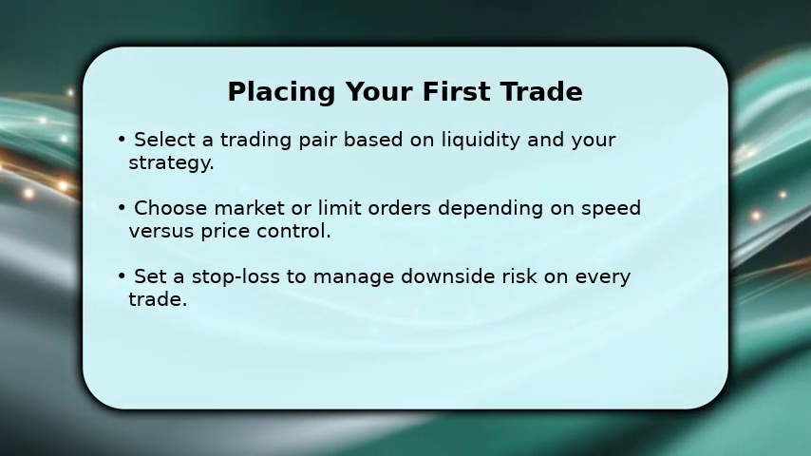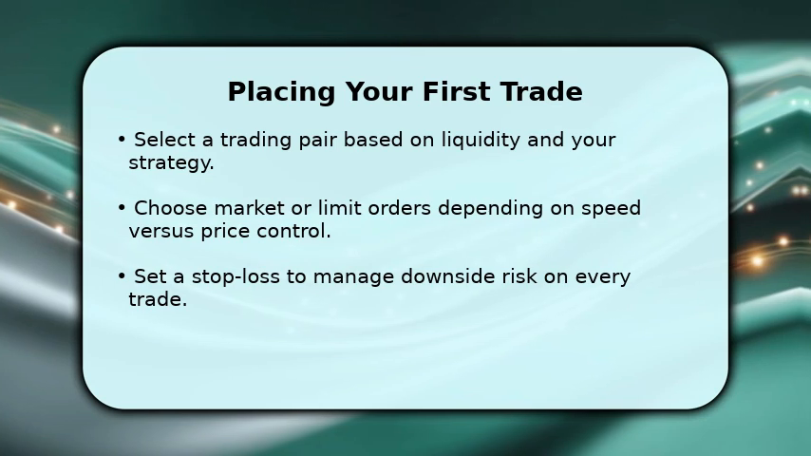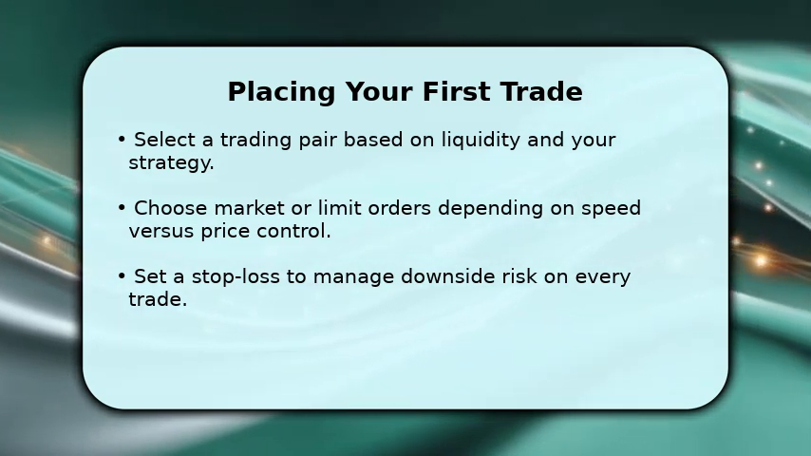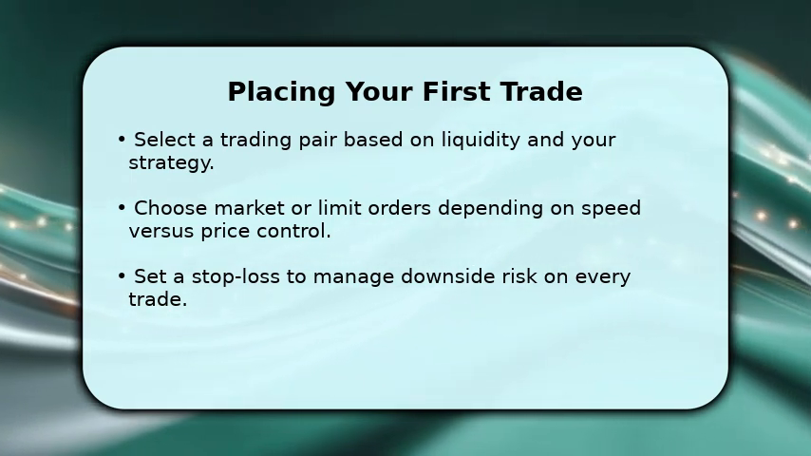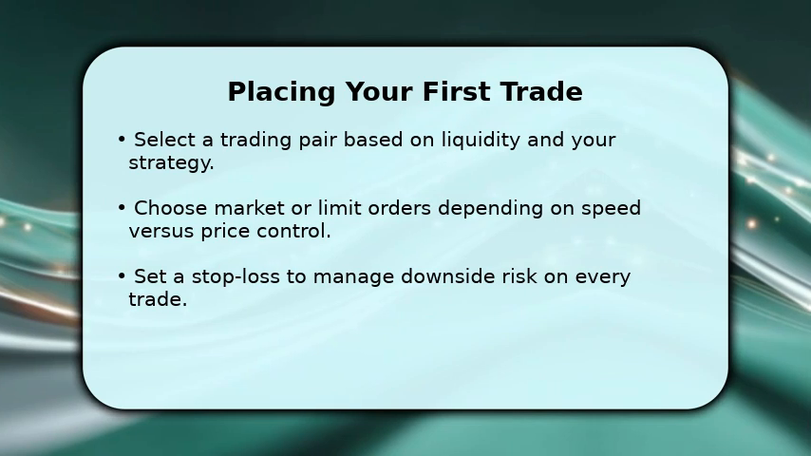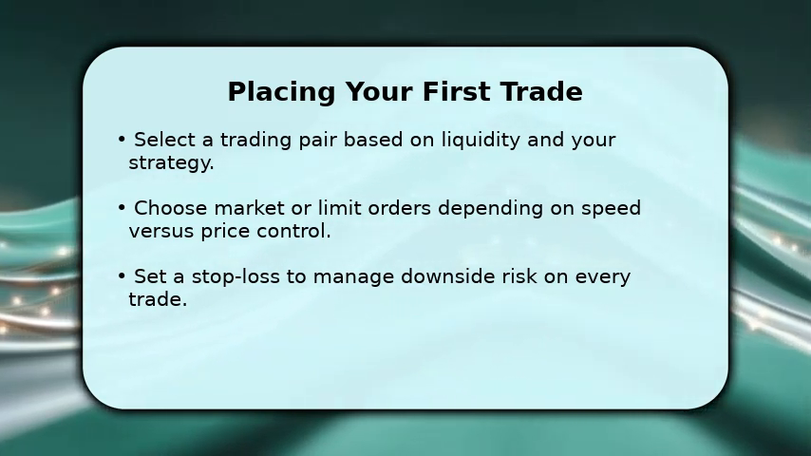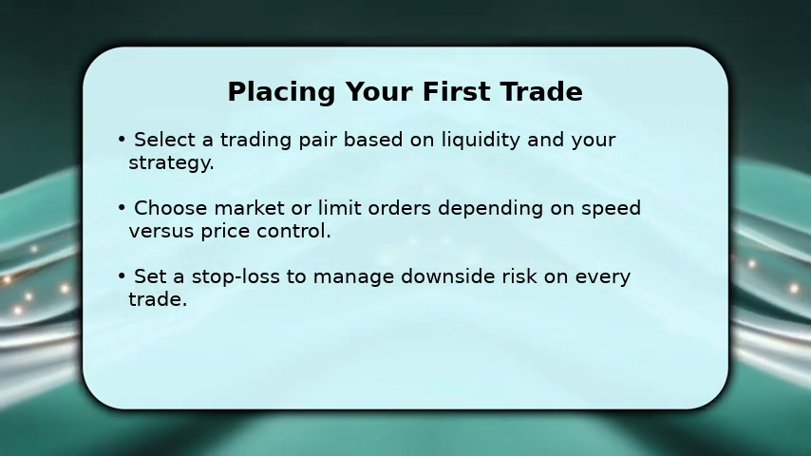Start by choosing a clear trading pair and checking order book depth for liquidity and slippage. Decide between market orders for immediate fills or limit orders to target a price. Size your position using a percentage of your account and always place a stop loss to limit losses. Review fees and confirm the order details before submitting so you avoid unexpected costs and mistakes.